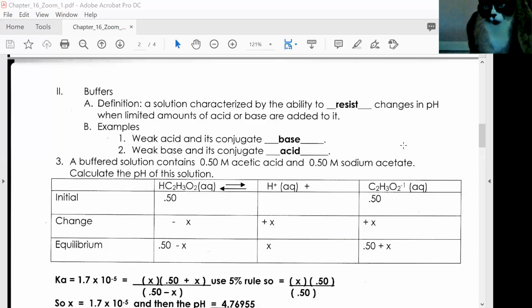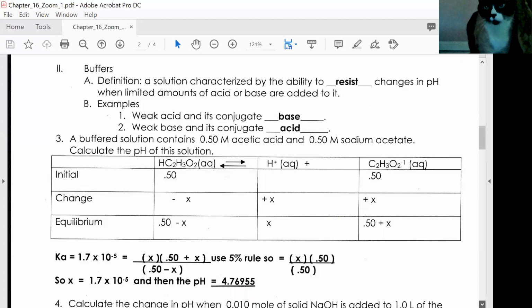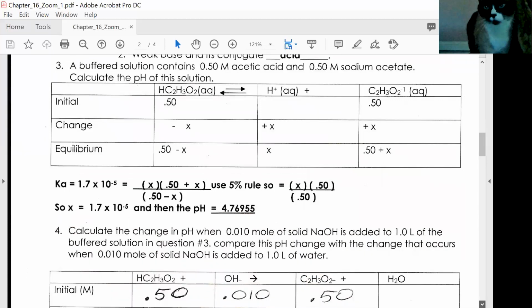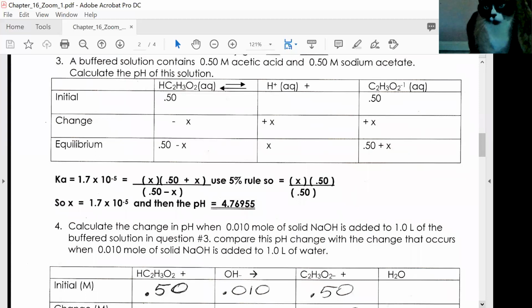Minus x, plus x, plus x, and then our equilibrium. 0.50 minus x, 0.50 plus x. So now we have our ice table. We can use it as our directions, and we can solve for pH.